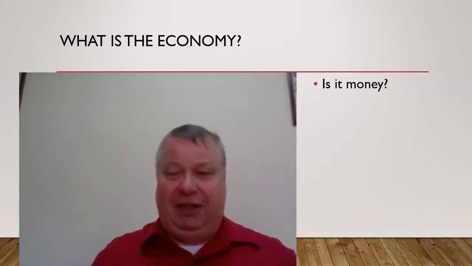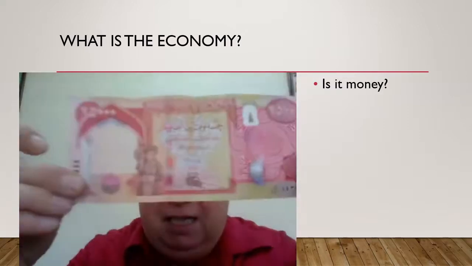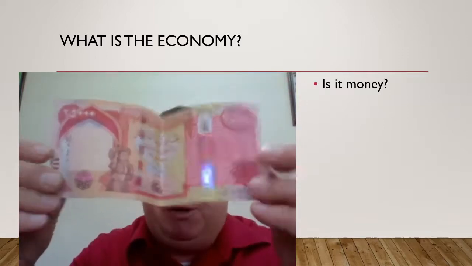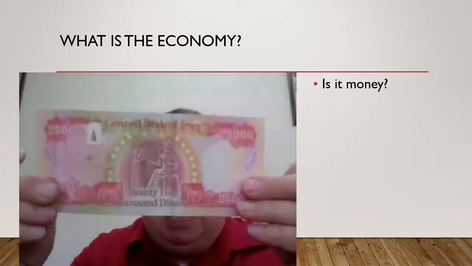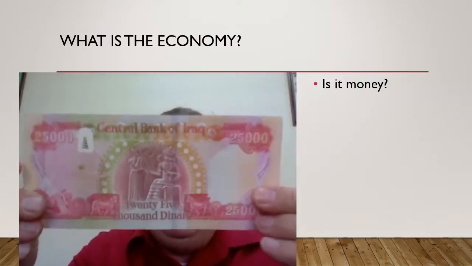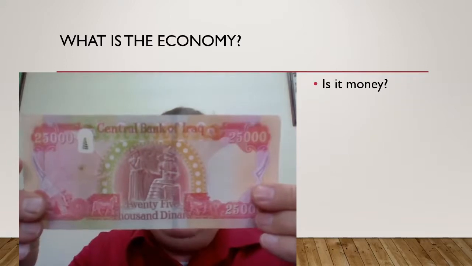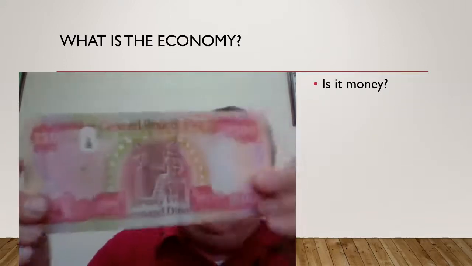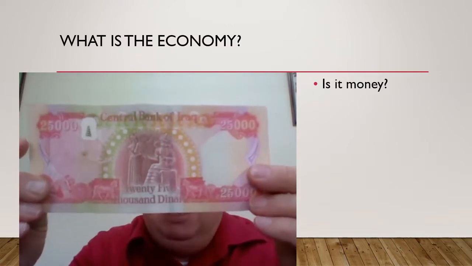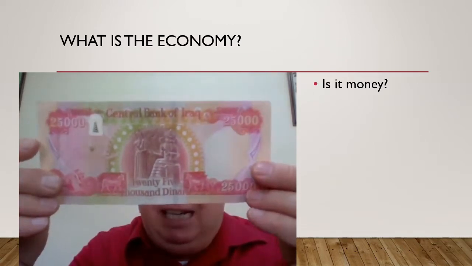Take a look at this bill. Actually, maybe it doesn't make a lot of sense to you unless you know Arabic. So I'll show you this side, which has at least the numbers in English script. And you'll see it says Central Bank of Iraq, 25,000. That seems like a lot, right?